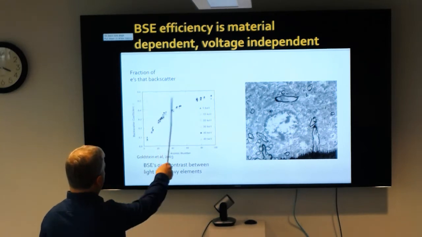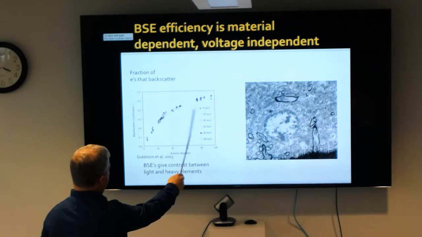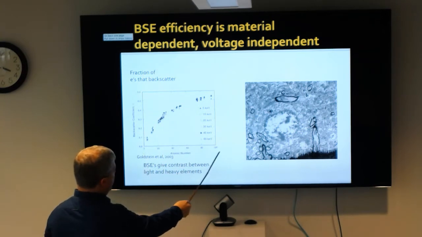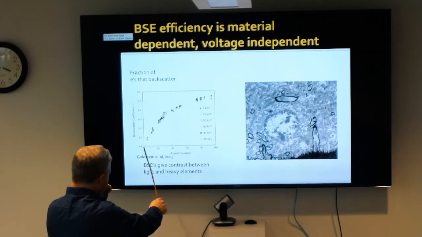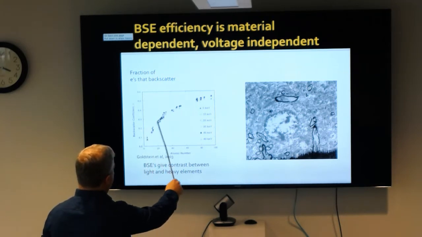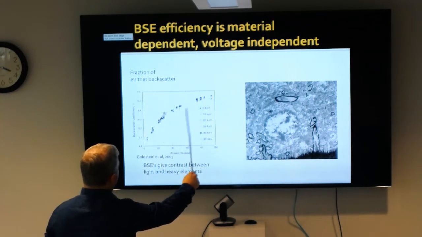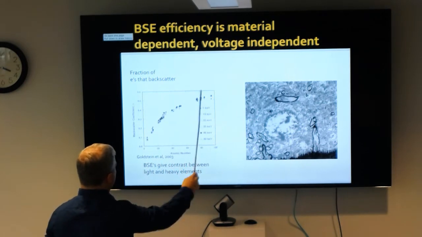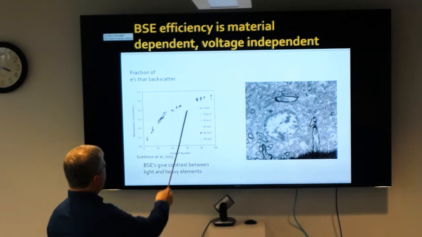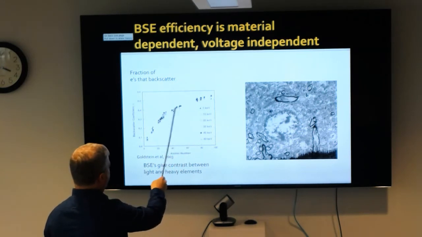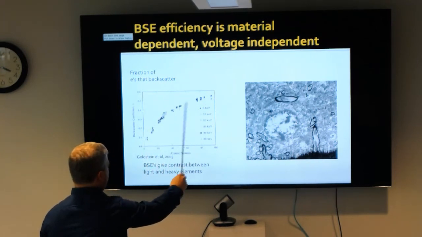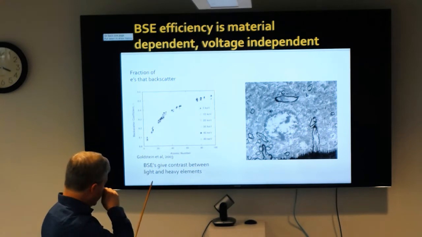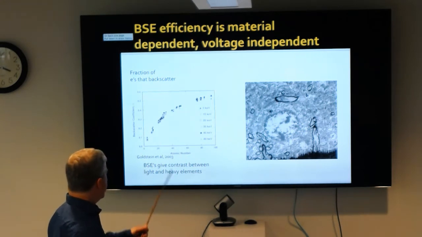So this is a graph of the fraction of electrons that backscatter at various voltages, and this is atomic number on the x-axis and how much is backscattering on the y-axis. As you increase the atomic number, the backscattering increases, not quite linearly, but according to this sort of curve. And it's not very voltage dependent. So this is data from 5 keV all the way up to almost 50 keV, and it's virtually the same amount. So the backscatter dependence gives you a nice elemental contrast, and it's not voltage dependent.